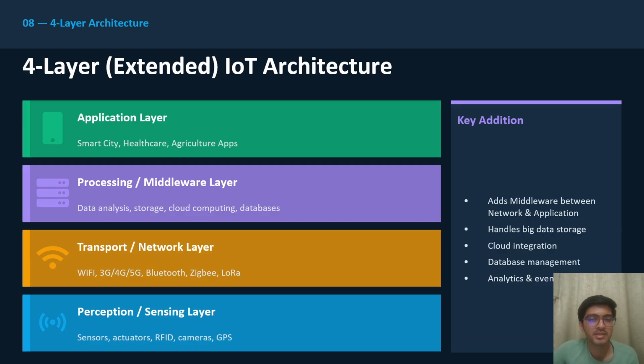Let's try to understand it with an example. In a smart factory, sensors detect machine vibrations, which is the perception, and the data travels over 5G, which is the transport, and the cloud runs predictive algorithms, which is the processing part. And engineers receive an alert on their app, which is the application part. So this model accurately represents how exactly the IoT architecture works. And this was how the four-layer architecture works.